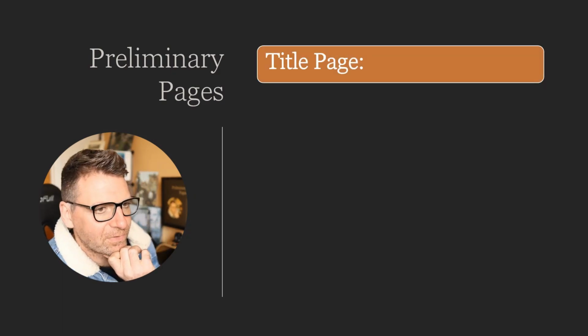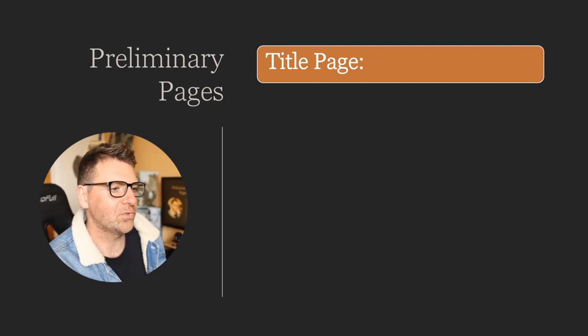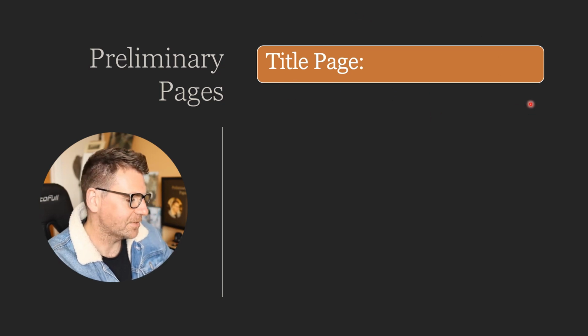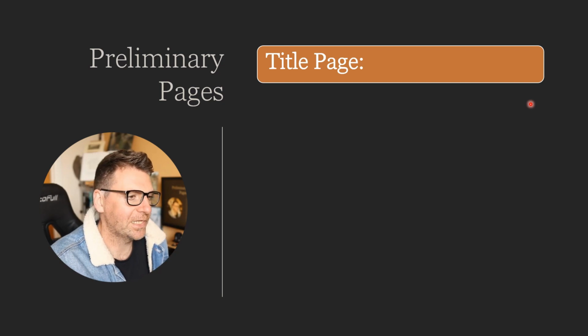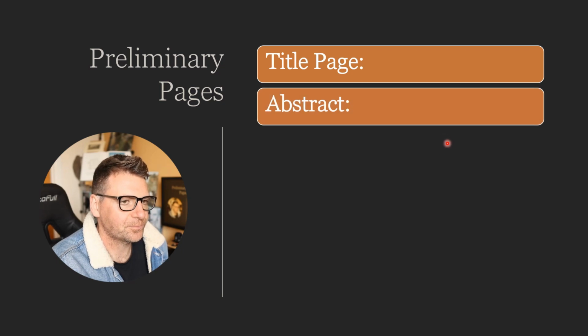Now the preliminary pages. The title page is very simple. Your formatting guidelines will teach you how to do a proper title page. It'll usually have the logo of the college on the top, the title of your thesis, and then other information like the name of your supervisor, your name, your student number, the department you're with, the qualification you're going for, the year, and then sometimes the word count.